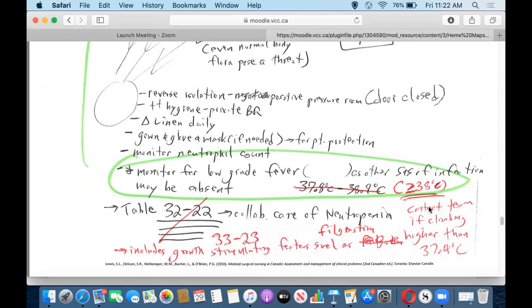So yes, with a rise in temperature above 37.4, you want to start contacting the team. If you're above 38 for this patient, you're definitely going to be doing some blood cultures at the very minimum.